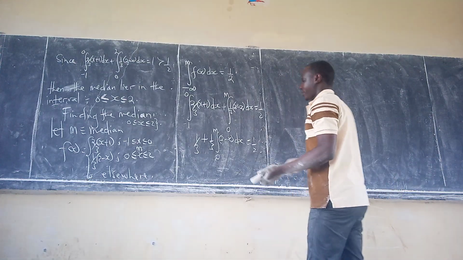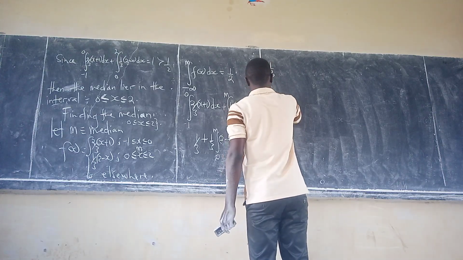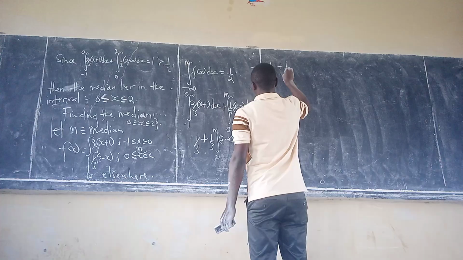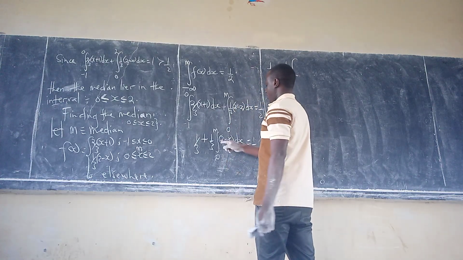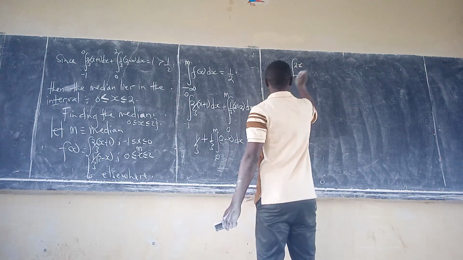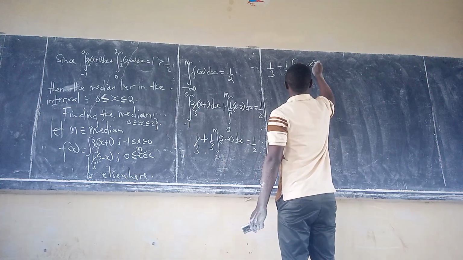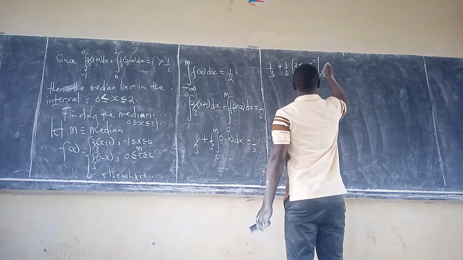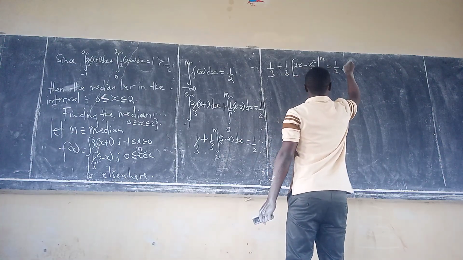So we are going to have a third, now plus a third. We are integrating this part. What do you get when you integrate 2? You get 2x. Now minus, what do you get when you integrate x? x squared over 2. But you have integrated from 0 to m, and our final answer should be a half.